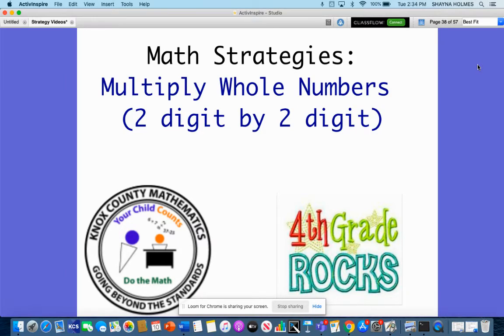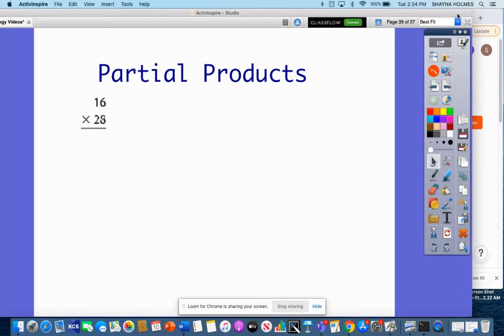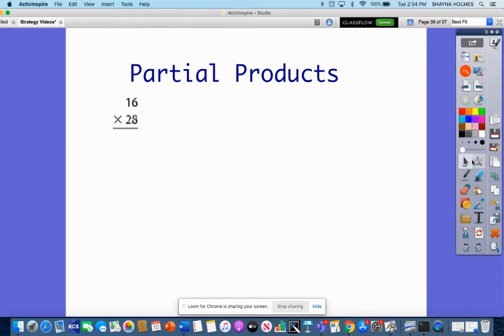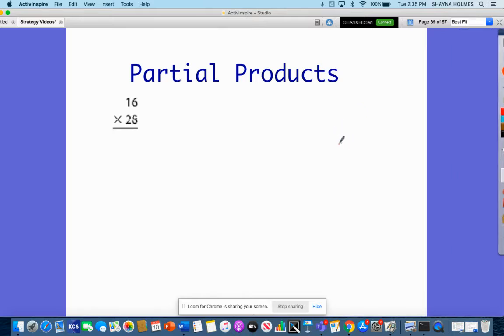Today's math strategy video is on multiplying whole numbers, 2-digit by 2 digits. So the strategy that we're going to look at today is using partial products. Now, in the previous videos, we had talked about using an area model. So you're going to see how these two strategies are really similar. So what we're going to start out with is that same kind of problem. We had 16 times 28.